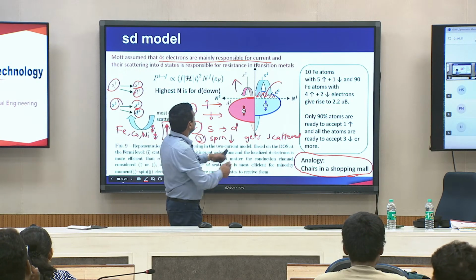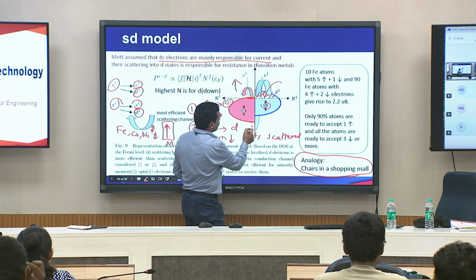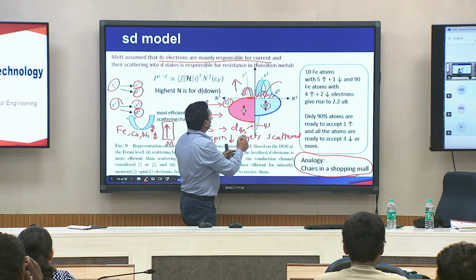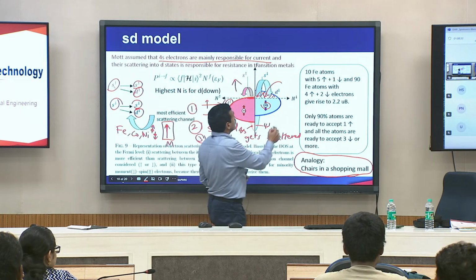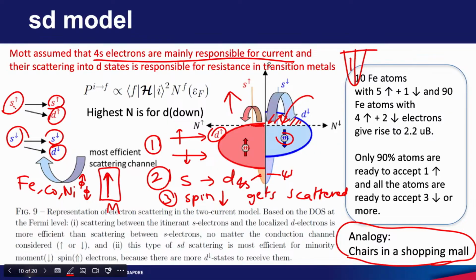These d electrons are not in the conduction band, right. The conduction band is these two, the 4s. So, the conduction band is not spin split. The 4s up and 4s down are the same, so there is no spin splitting of 4s. You see this is s up, s down, and these states are equally filled. Spin splitting is happening only in the 3d orbital.